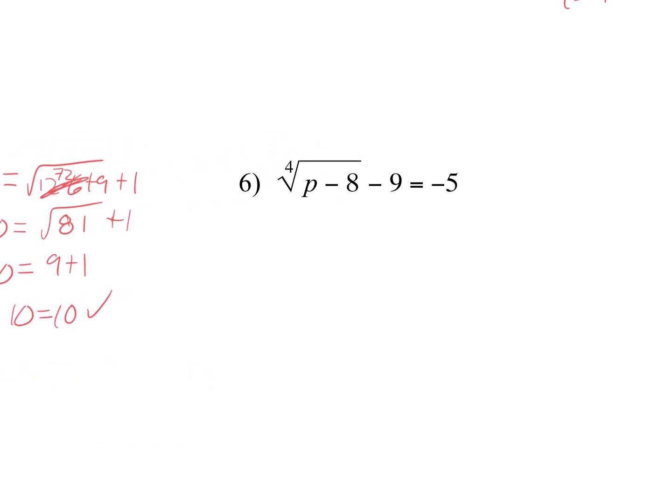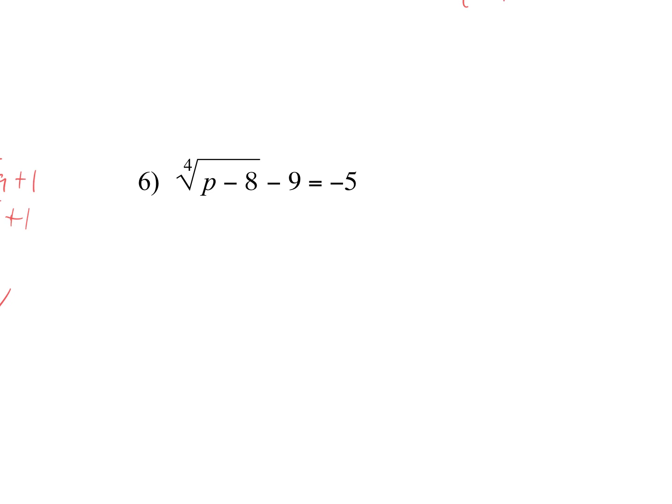All right. And then over here, the only difference is that now I have a fourth root. When you have a fourth root, you can still do the same thing, right? Just isolate the radical. So I'm going to add 9 on both sides, and I'm going to get the fourth root of p minus 8 equals negative 5 plus 9, which is 4. So I'm going to raise both sides now, instead of squared, to the power of 4. And then when you do that, this still cancels out. I get p minus 8 equals 4 times itself 4 times, which gets you 256.